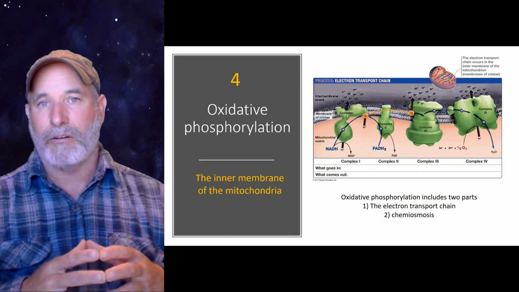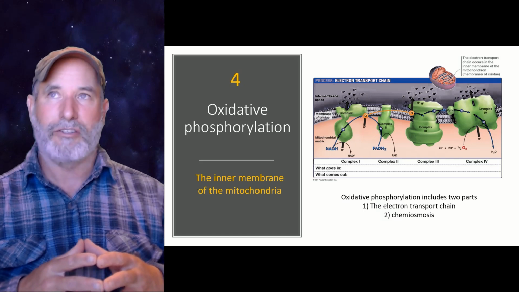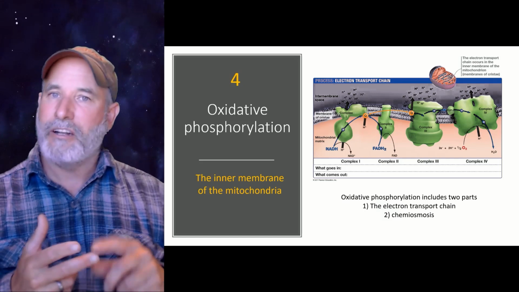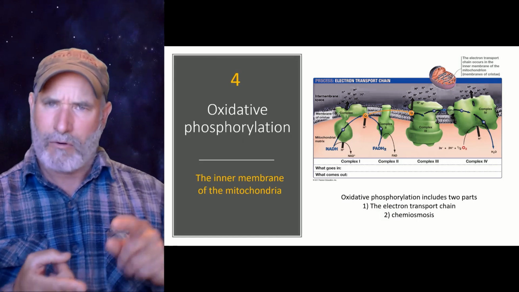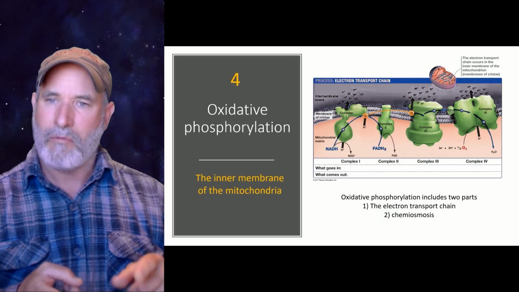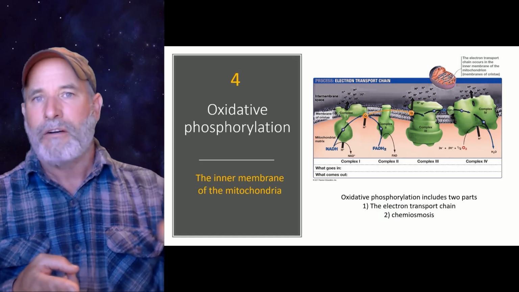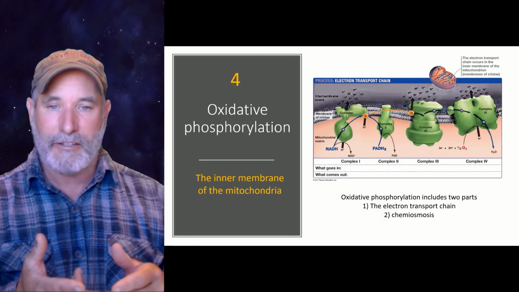And that is important because those folds increase surface area for oxidative phosphorylation to occur. Now, oxidative phosphorylation, once again, the name is telling you something. We're oxidizing something and there's some phosphorylation going on. Remember, phosphorylation means I'm sticking phosphorus groups onto something. In this case, ADP to make ATP.